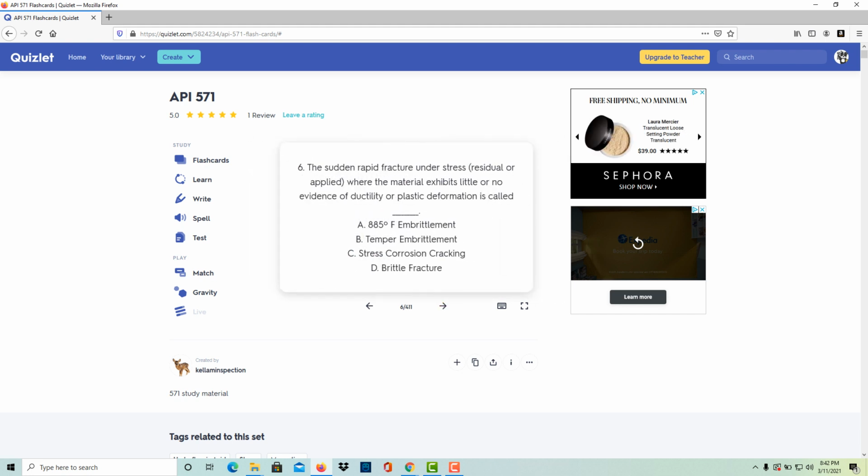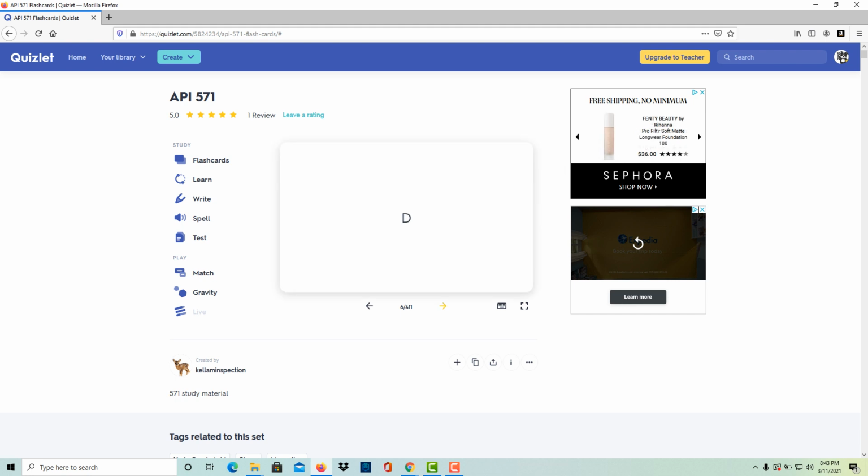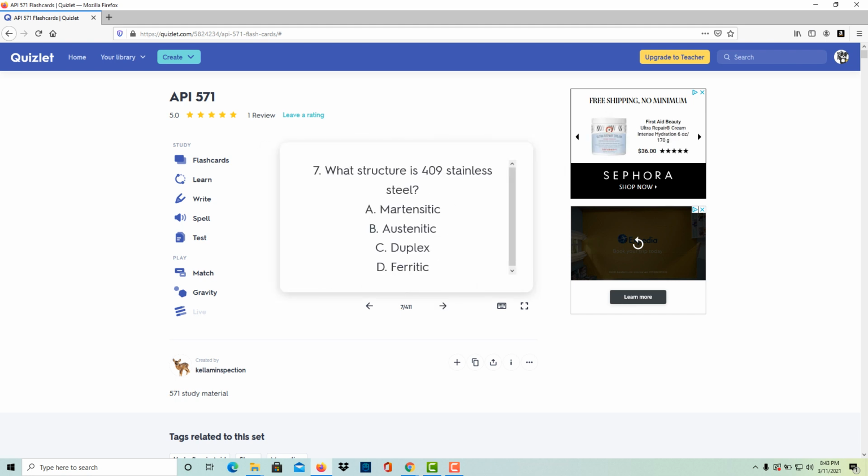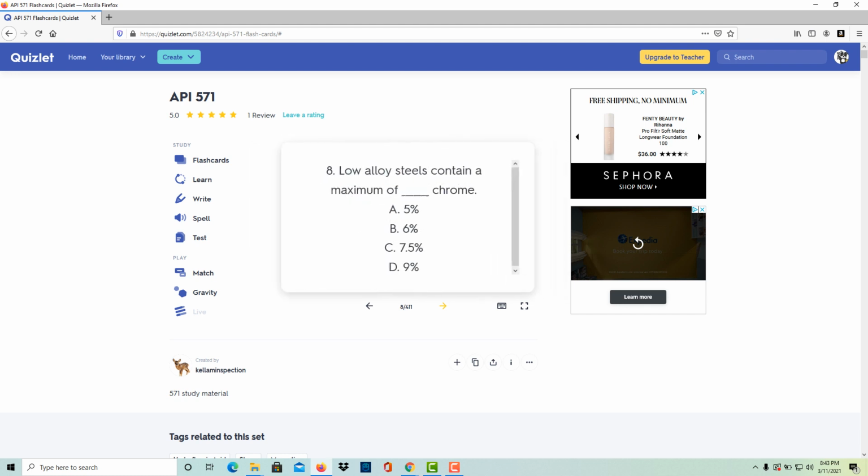Yep. The sudden rapid fracture under stress, residual or applied, where the material exhibits little or no evidence of ductility or plastic deformation, is called brittle fracture. It doesn't stretch at all, it just breaks. What structure is 409 stainless steel? I want to say ferritic. Is it ferritic? Yeah, D, ferritic.